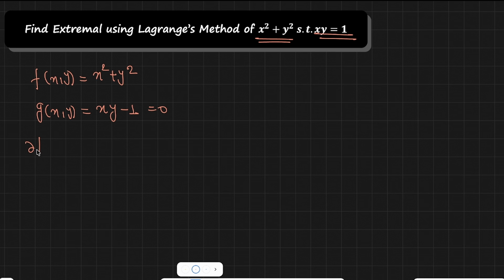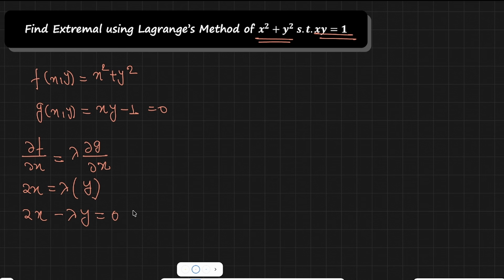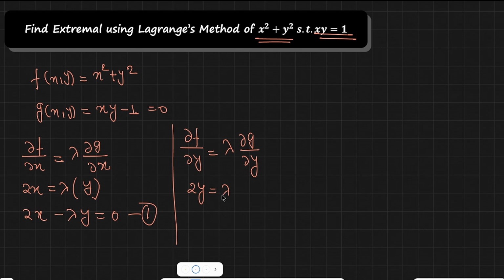Find the partial derivative of f with respect to x, equals lambda times the partial derivative of g with respect to x. The partial derivative of f with respect to x is 2x, equals lambda times the partial derivative of g with respect to x, which is y. So 2x − λy = 0, equation number 1. Next, partial derivative of f with respect to y equals lambda times partial derivative of g with respect to y. So 2y = λ times x. So 2y − λx = 0, equation number 2.